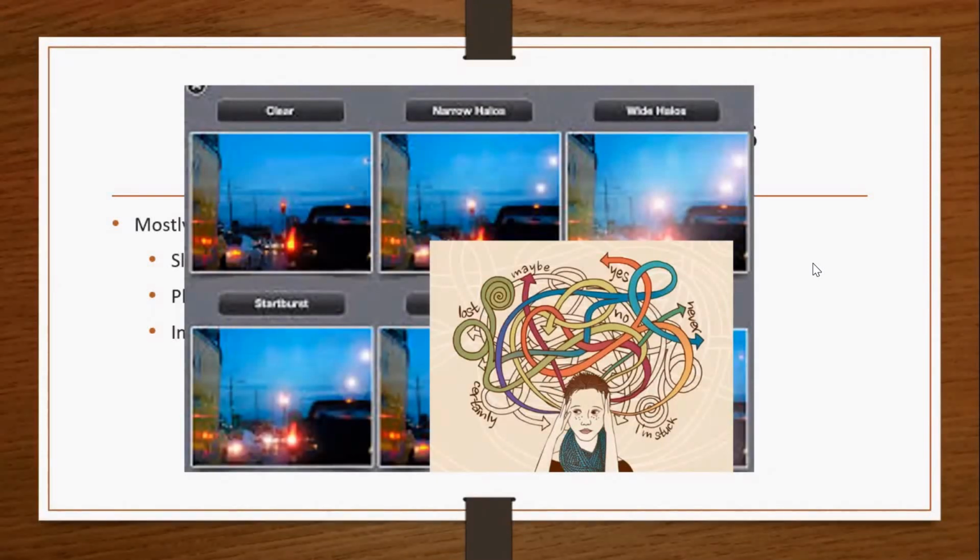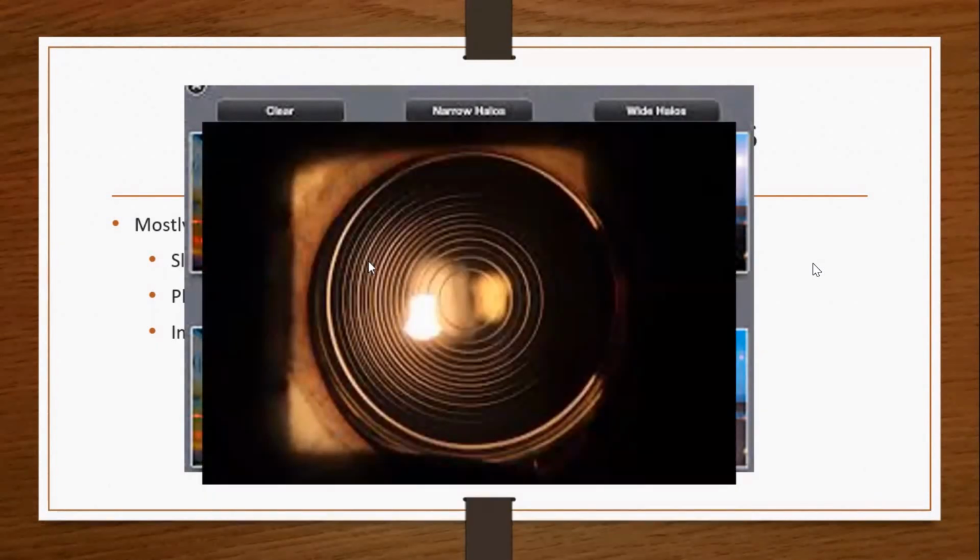So this is a diffractive lens. Here you can see a slit lamp picture. This is the diffractive multifocal lens, which has a lot of concentric rings.